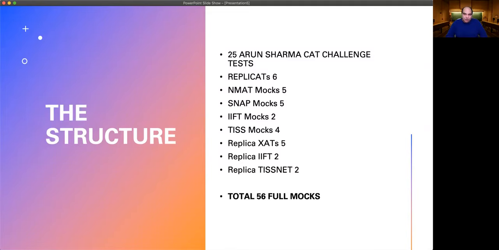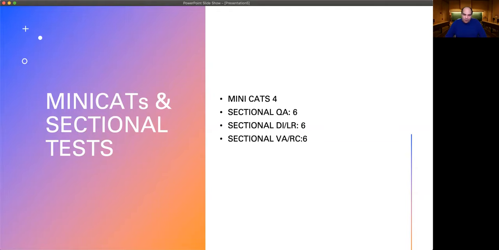Apart from the CAT, we also focused on NMAT, SNAP, and IFT. You have 5 NMAT mocks, 5 SNAP mocks, 2 IFT mocks, 4 test mocks, and if you're preparing for XAT, you also have replica XAT. So in short, we take care of all the angles, or all the exams, that you need in this test series. Apart from this, the thing that differentiates the Arun Sharma CAT Challenge is two parts.